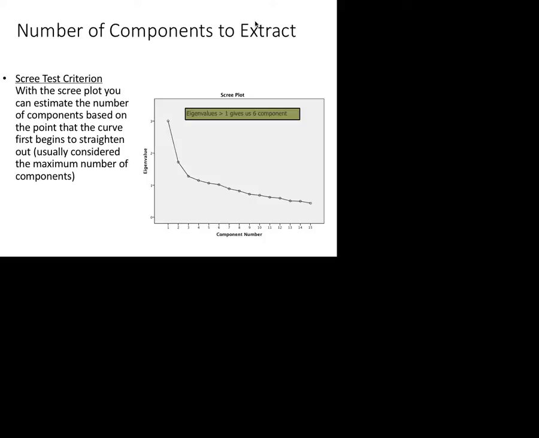And so we could do eigenvalues greater than 1, or we could use the scree plot. And with the scree plot, we look for where the line first begins to straighten out. Can somebody tell me visually where that line first begins to straighten out? 3? Or how about 14? Oh, yeah. It looks like it's straightening out down there. Between 13 and 14, yeah.